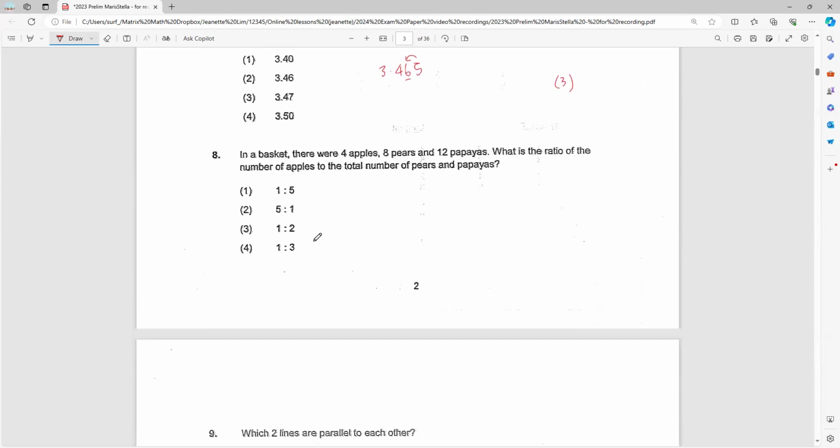Question 8. In a basket, there were 4 apples, 8 pears, and 12 papayas. What is the ratio of apples to the total of pears and papayas? Pears and papayas would be 8 plus 12, 20. So apples to pears plus papayas would be 4 to 20, 1 to 5 when we simplify it. So number 1.